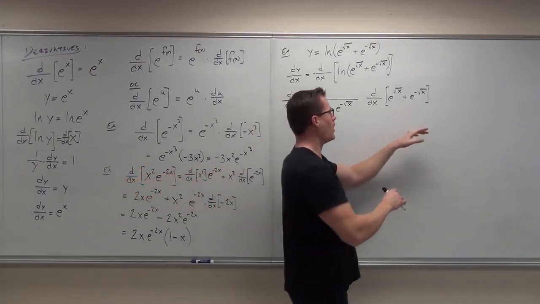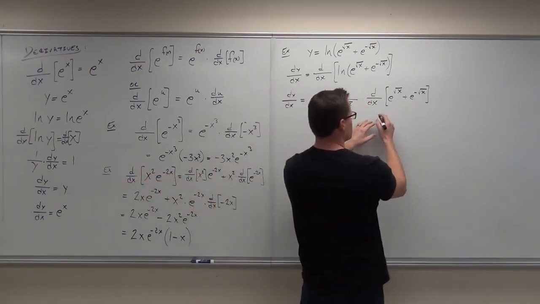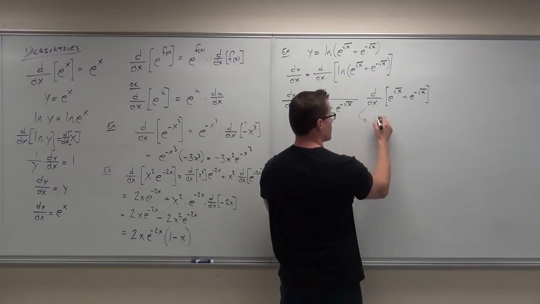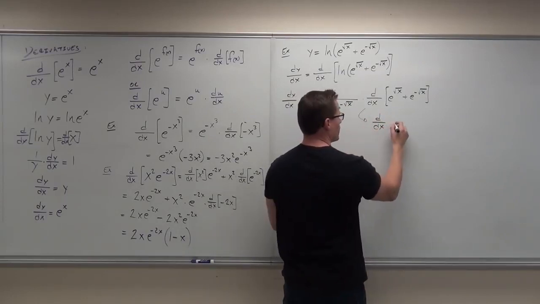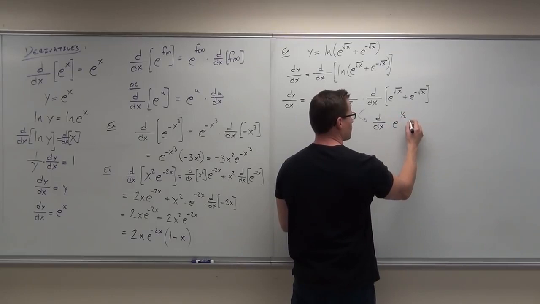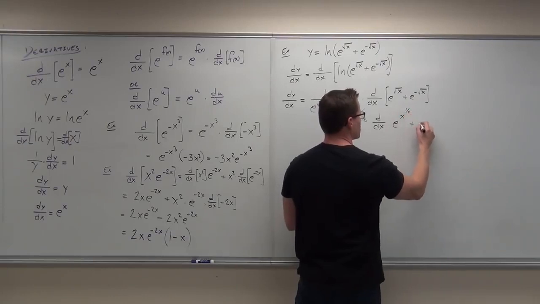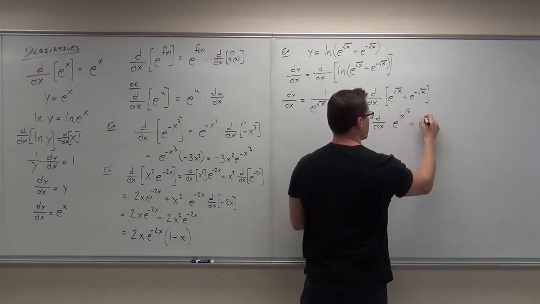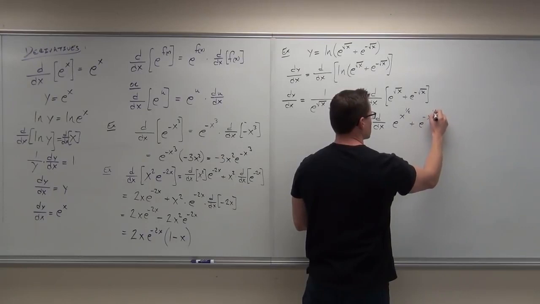Okay, so off to the side over here, I'm going to do a little sidebar for just this piece. We're going to find the derivative of e to the 1/2 power of x plus e to the negative x to the 1/2.